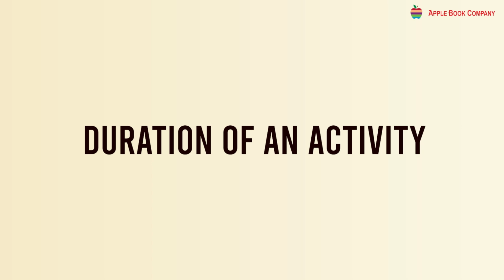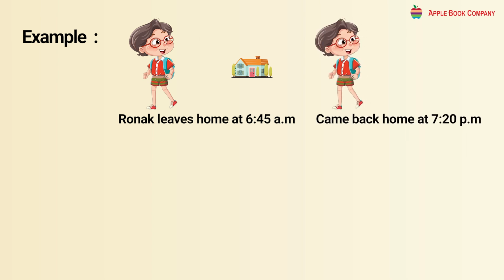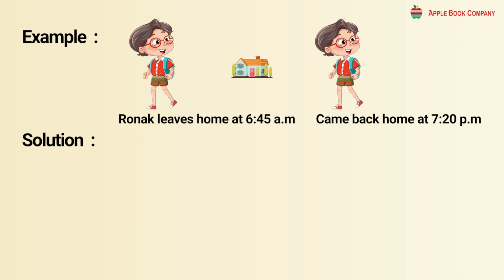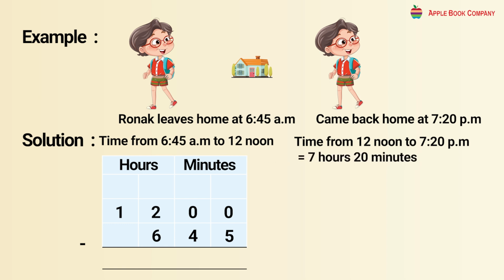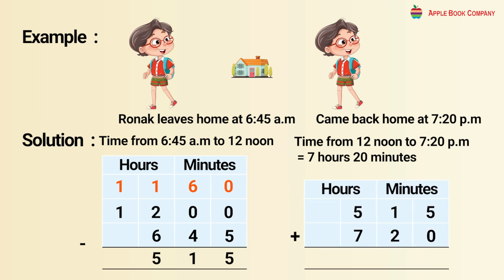Duration of an activity. Example: Ronak leaves home at 6:45 am for a school picnic and came back home at 7:20 pm. How long was he out for the picnic? Solution: time from 6:45 am to 12 noon is 5 hours 15 minutes. Time from 12 noon to 7:20 pm equals 7 hours 20 minutes. Therefore, total time from 6:45 am to 7:20 pm equals 5 hours 15 minutes plus 7 hours 20 minutes. Therefore, Ronak was out for 12 hours 35 minutes.